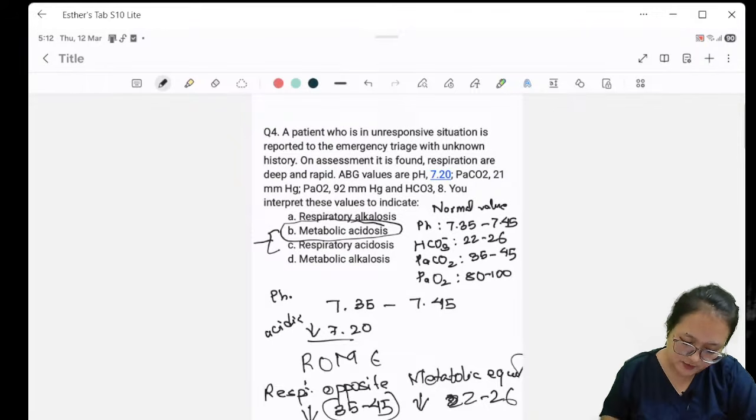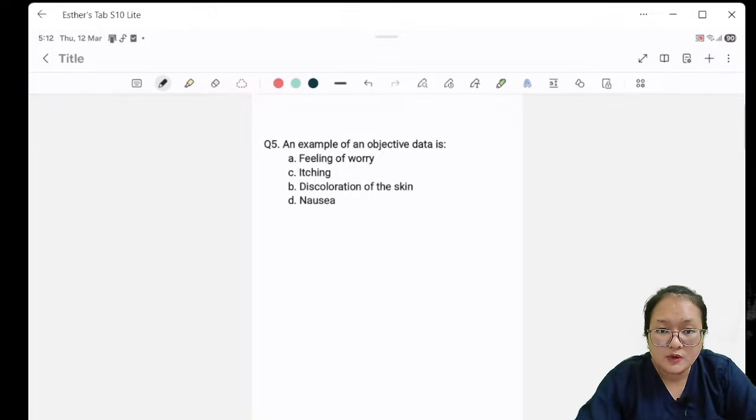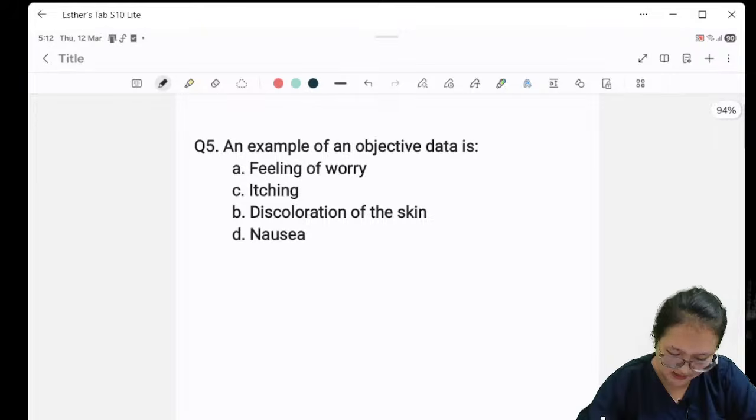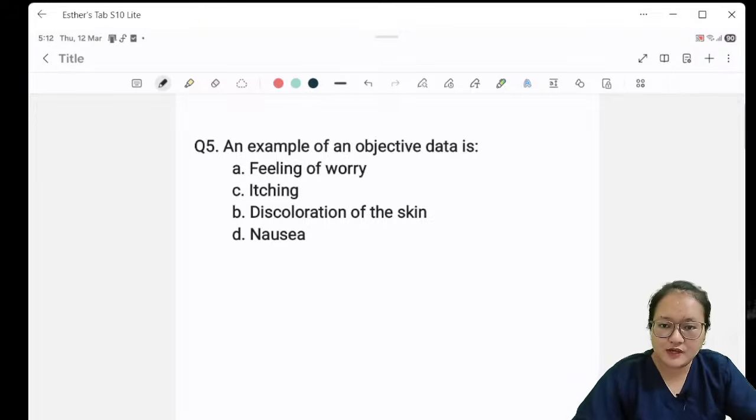Okay, going to the next question, we have, what is an example of an objective data? Okay, so in assessment we have two types of data, right? One is subjective data and we have objective data. Okay, when we say objective data, it is the sign, and when we say subjective data, it's mainly the symptom. Objective data are measurable and overt, whereas subjective data can be the patient's verbalization, just a feeling or perception of a patient.